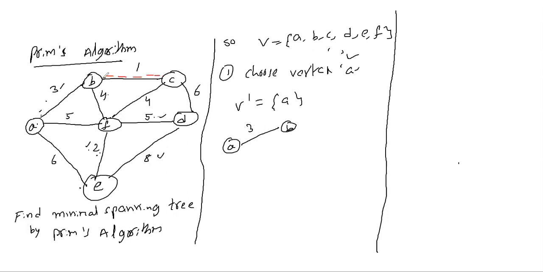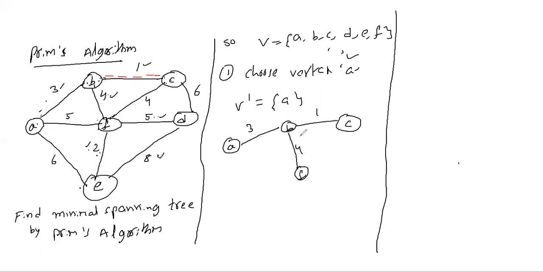Next, when you come to B, B to C is there, B to F is there. Which is the smallest value? B to C. So add B to C, 1. Okay. Next, after coming to C, again B to F is 4 and C to F is 4. You can choose any one. So you can choose B to F.